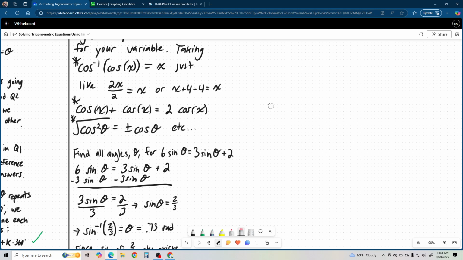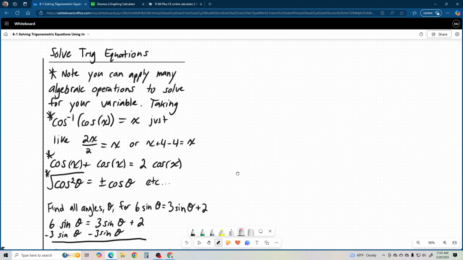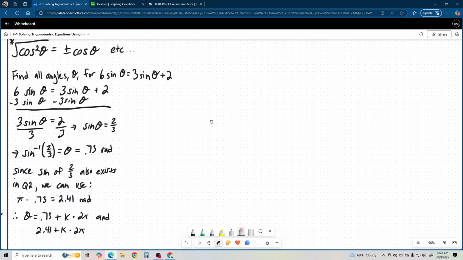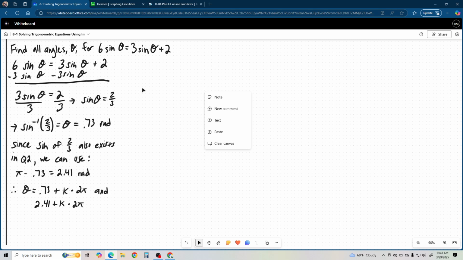So like I said, we can do a lot of the things we could do algebraically. We can do the exact same things with these trigonometric ratios. All right. So find all angles theta for 6 sine theta equals 3 sine theta plus 2. So let's actually use what we just learned to solve a problem here.